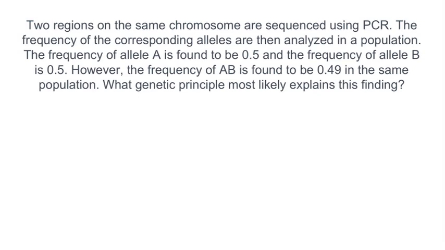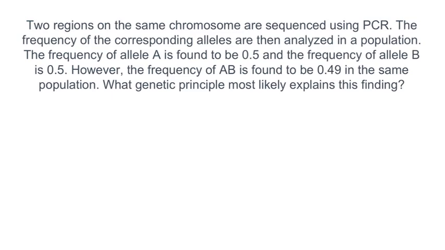Two regions on the same chromosome are sequenced using PCR. The frequency of the corresponding alleles are then analyzed in a population. The frequency of allele A is found to be 0.5 and the frequency of allele B is 0.5. However, the frequency of AB is found to be 0.49 in the same population. What genetic principle most likely explains this finding?